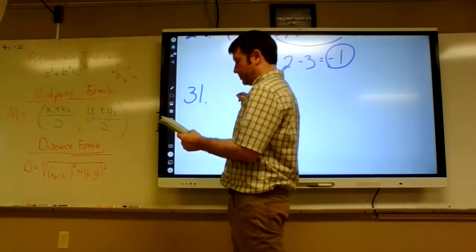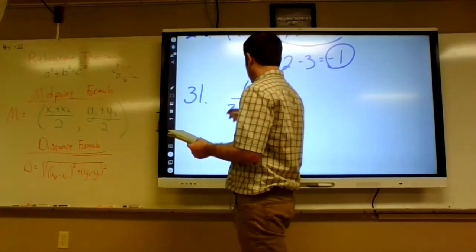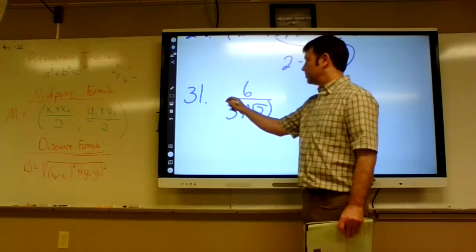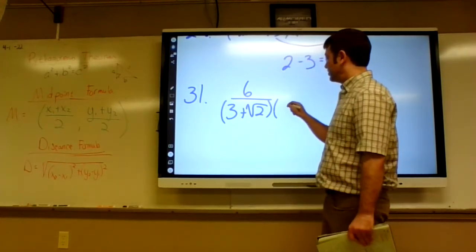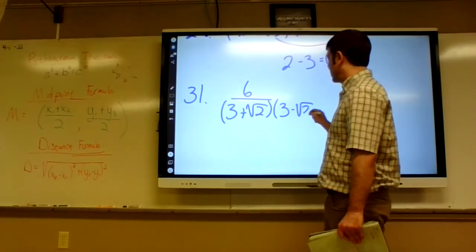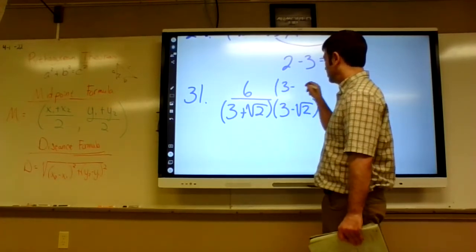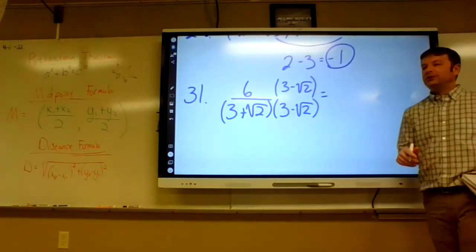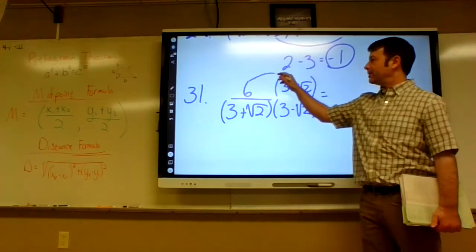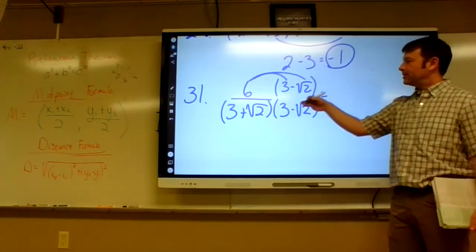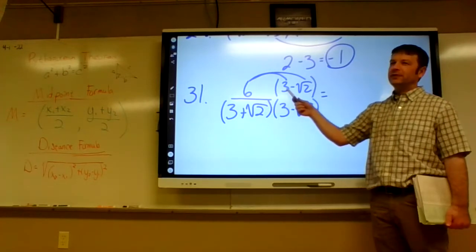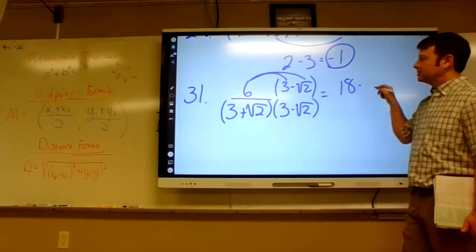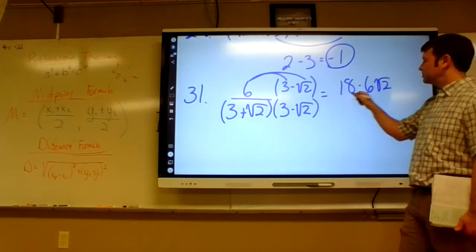Okay, what's wrong with 31? There's a square root on the bottom. How do I fix it? Multiply the top and bottom by the conjugate of the denominator: 3 minus square root of 2, 3 minus square root of 2. On the top it's basically distributive property, right? So what's the top going to become? Not 12, 18, 6 square root of 2.